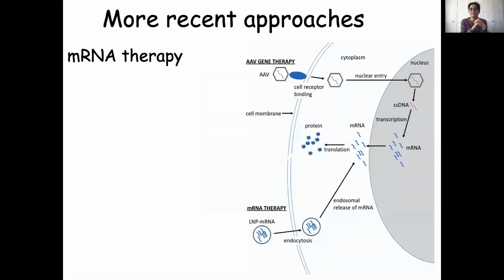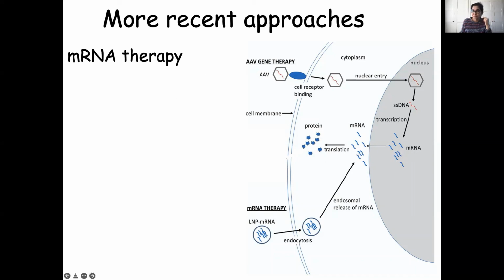Another approach that is coming out is messenger RNA therapy. Remember, I was talking about the gene, the DNA, making protein with an intermediary molecule called messenger RNA. So here I have the AAV gene therapy that I have been talking about. We use the virus with the gene. The virus gets into the nucleus, gives the genetic material, makes the messenger RNA. Messenger RNA comes out and makes the protein.